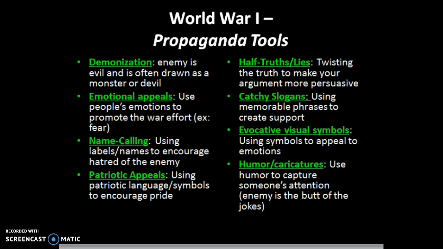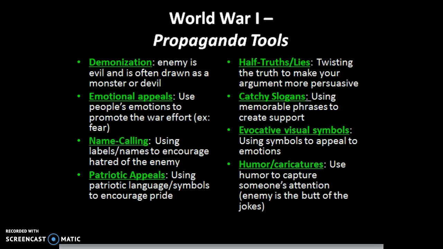Half-truths or lies are another tool, where you can take something and blow it out of proportion, or just completely make something up. And kind of that whole debate today about fake news, this would be similar to that. A catchy slogan can sometimes be used in a propaganda poster. It might be hard to do, but that is kind of like advertising.